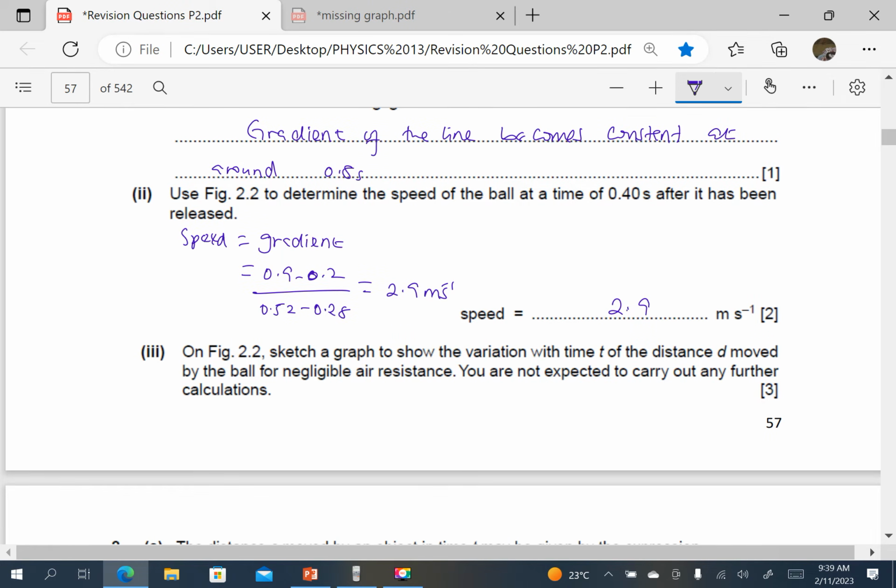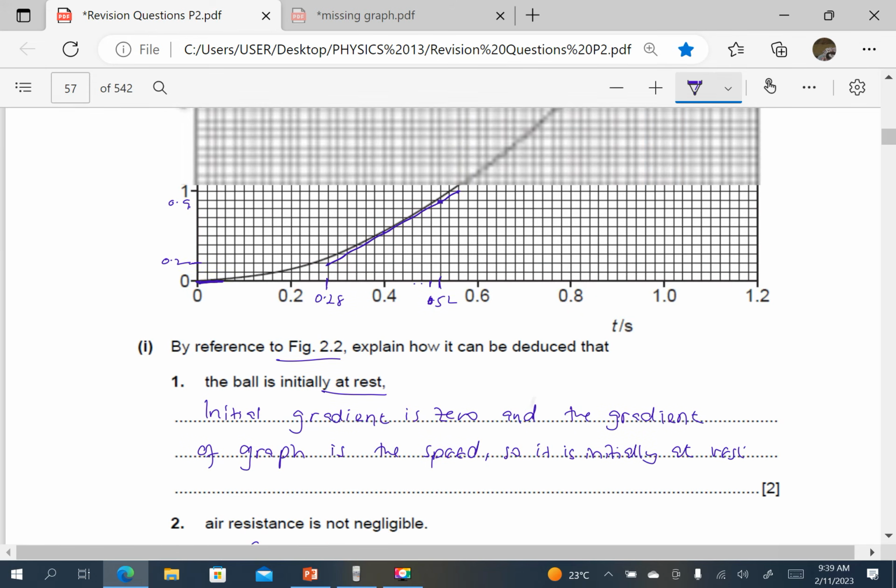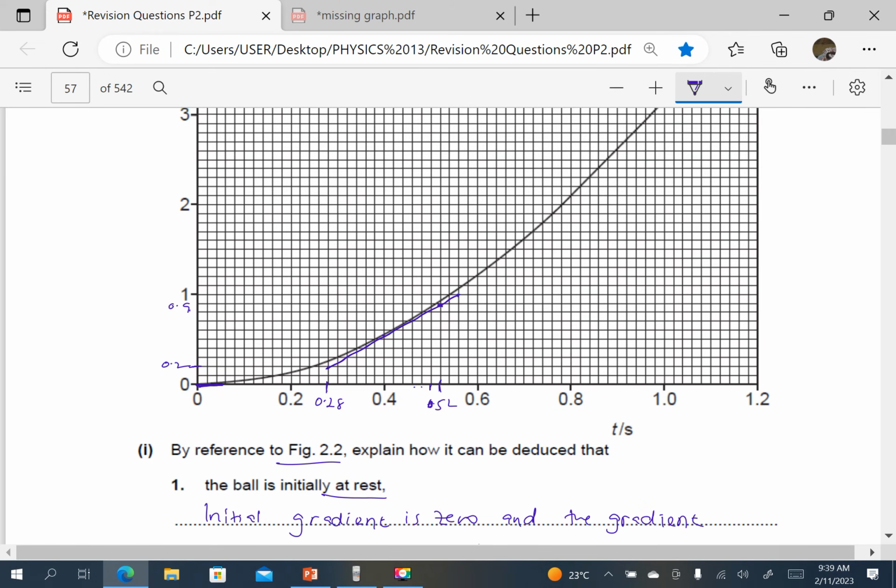Then on the figure, sketch the graph to show the variation with the time t of the distance d moved by the ball for negligible air resistance. When there is no air resistance, you are not expected to carry out any further calculations. So when there is no air resistance, first of all, the graph will be above this one. It will never become a straight line.